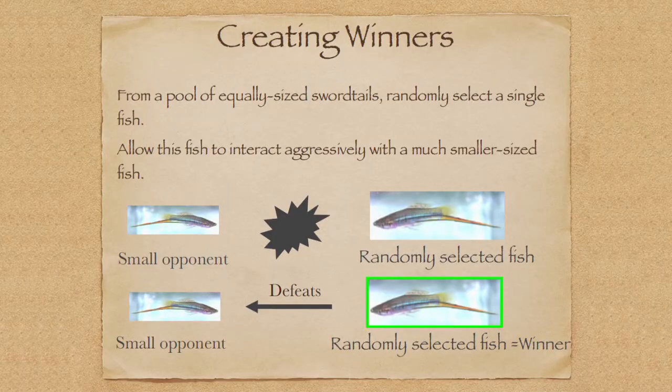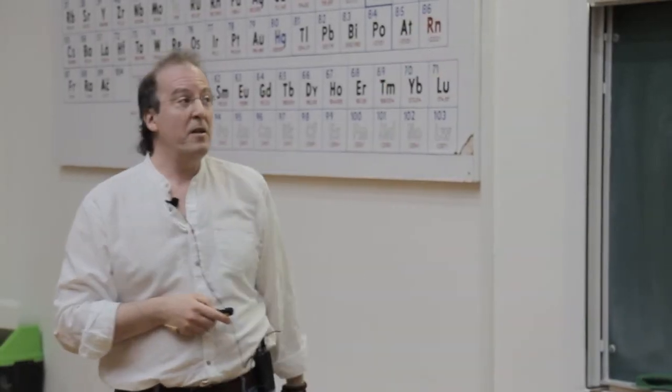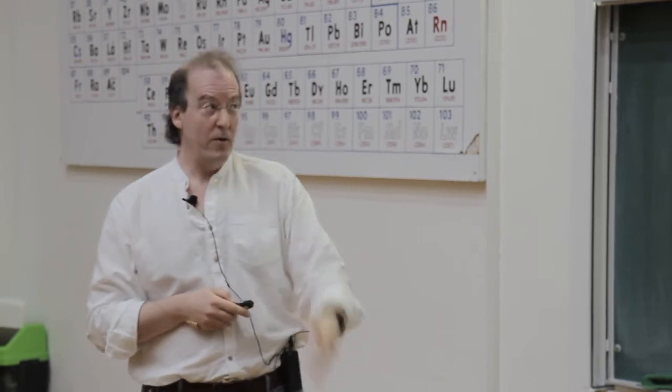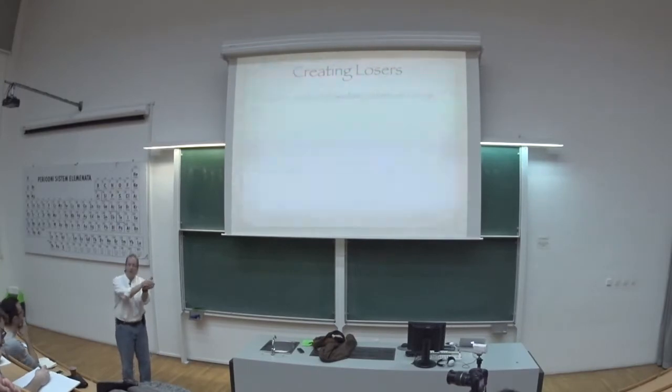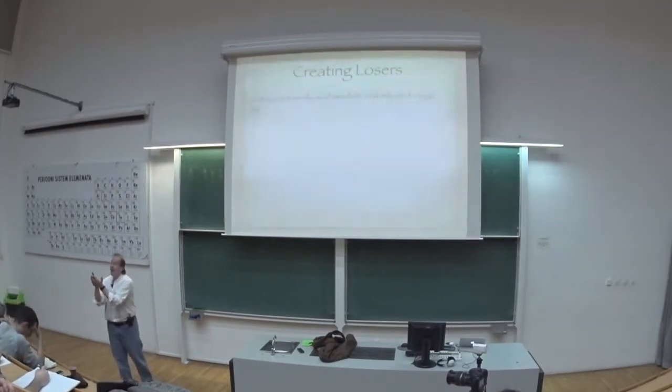And like I say, because of the size difference we chose, when we did this, we kept getting our randomly selected individual to be a winner, which is what we were trying to do. Then we did that for, I think, 18 fish. We made 18 winners. Every time we go in there, we pull one out randomly, we put it against a tiny opponent, it wins. Now we have 18 fish that have had experiences where they've just won a fight.